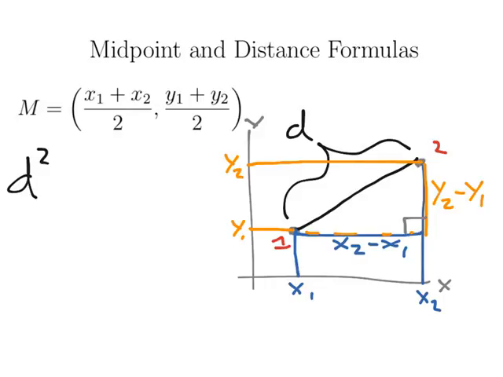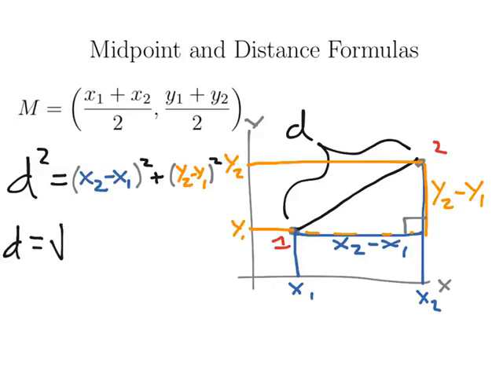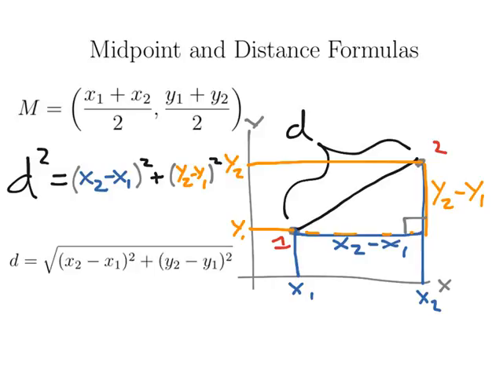D squared is going to be equal to, well, we have one of the legs, x2 minus x1 squared, and we have the other leg, which is y2 minus y1 squared. So this tells us what our distance squared is. But of course, we don't want to know the distance squared. We want to know the distance. So we just take the square root. And there we have it, the distance formula.